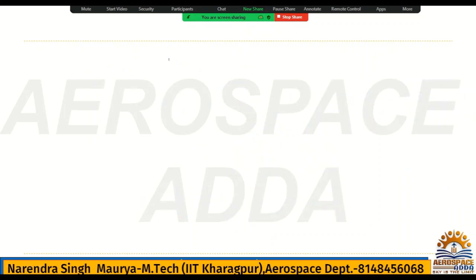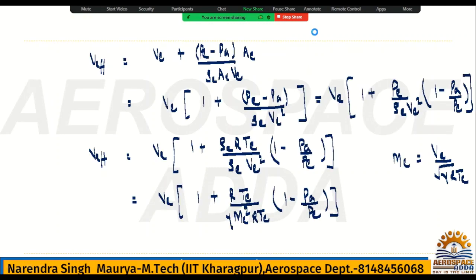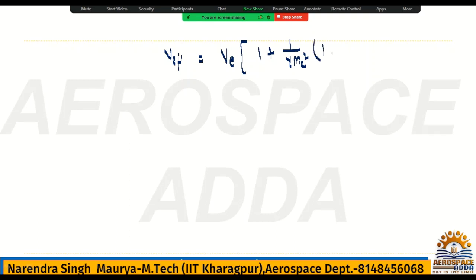So V effective, exhaust velocity, is nothing but VE in bracket 1 plus 1 upon gamma ME square. See, all the RT values will cancel out. You will have 1 minus PA by PE. This is the value, and this is a very useful formula. Need to remember.